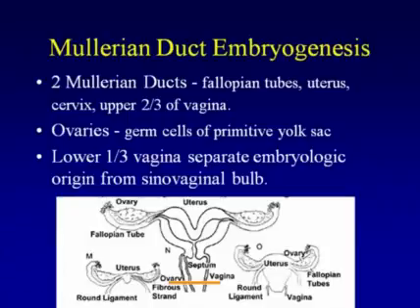When we look at the embryogenesis of the Müllerian ducts, there are two that are formed, and they form the fallopian tubes, uterus, cervix, and the upper 2/3 of the vagina. The ovaries come from the germ cells of the primitive yolk sac, while the lower third of the vagina is of separate embryologic origin from the sinovaginal bulb.